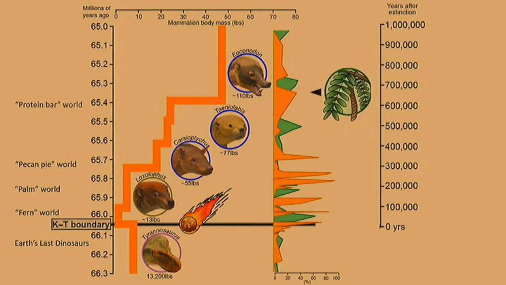And then likewise, the last bit we see here is the appearance of the legume, Aeon's legume. And that corresponds, again, with this jump in body size here. So legumes are, of course, loaded with protein. And so we dub this the protein bar world.